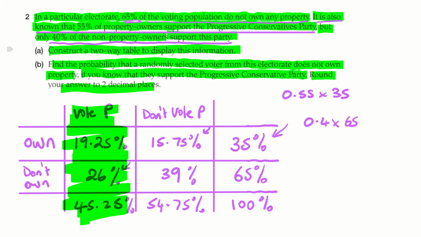So now we want don't own a property, which is going to be this value. So our probability is going to be 26 divided by 45.25. And if we do that, we get 0.57 to 2 decimal places.